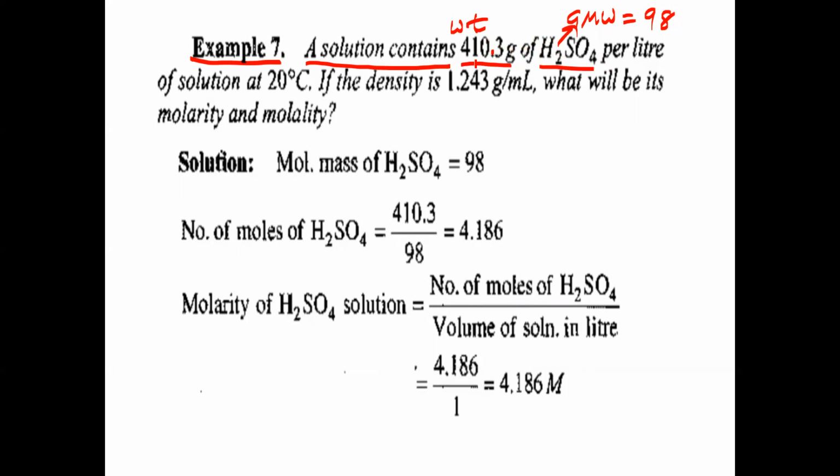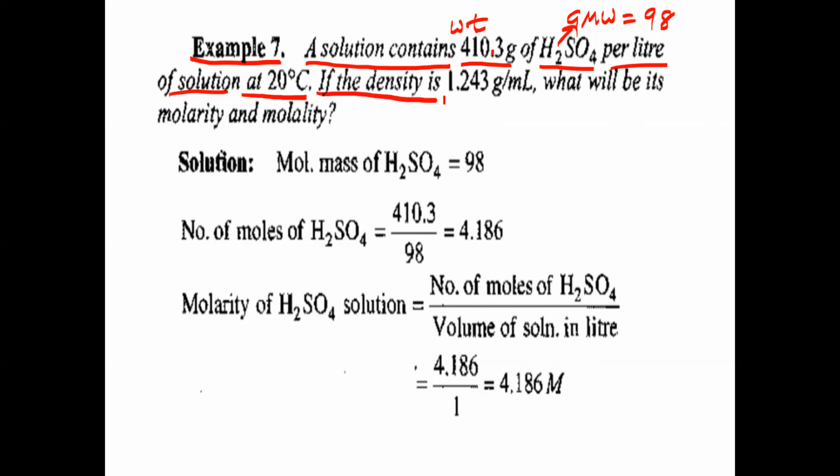So now here, a solution contains 410.3 grams of H2SO4 per liter of solution. In 1 liter, this many moles are there. Moles means weight divided by gram molecular weight, which is the number of moles per 1 liter. The temperature is 20 degrees Celsius. How do we convert it into Kelvin? 20 plus 273 Kelvin. Keep that point in mind.